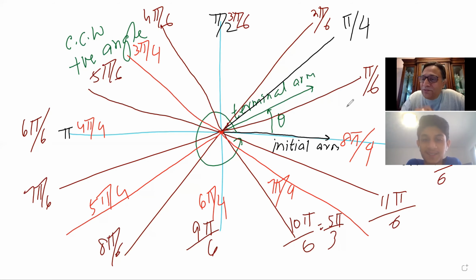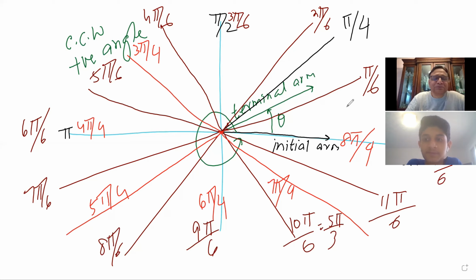So we can fairly accurately draw our angles even without a protractor while working with radians. You get the idea. Yes, sir. So that is how you have to draw, keeping in mind that the positive angles are counterclockwise.